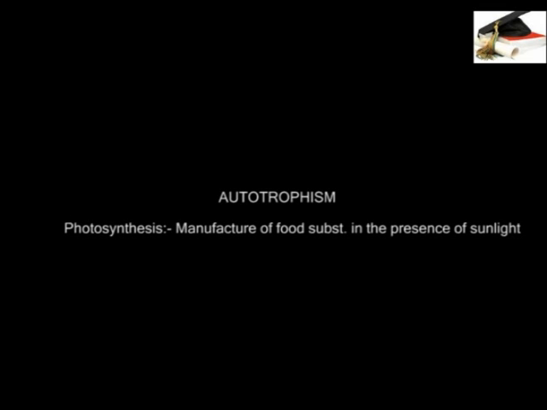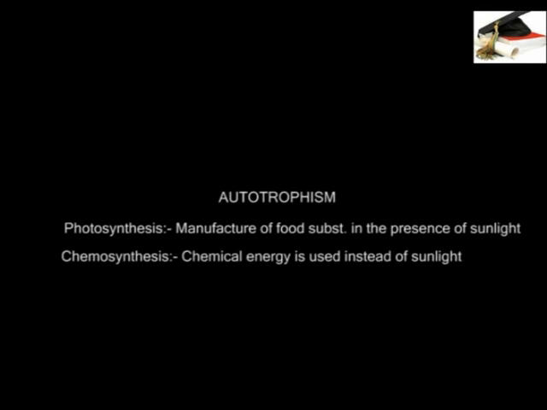Autotrophism. Autotrophism is a process by which some plants manufacture food substances such as carbohydrates from simple substances such as carbon dioxide and water. Where sunlight is used as the source of energy, the process is referred to as photosynthesis. Some non-green plants obtain energy for making food from oxidation of chemicals. The process of manufacturing food is therefore known as chemosynthesis.